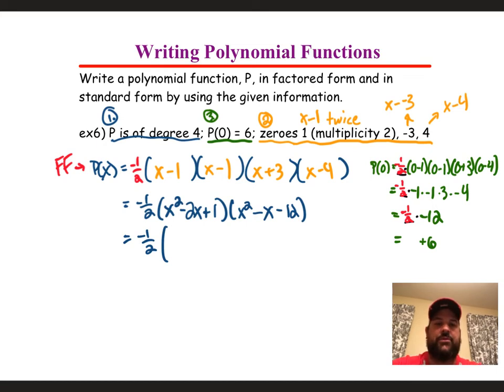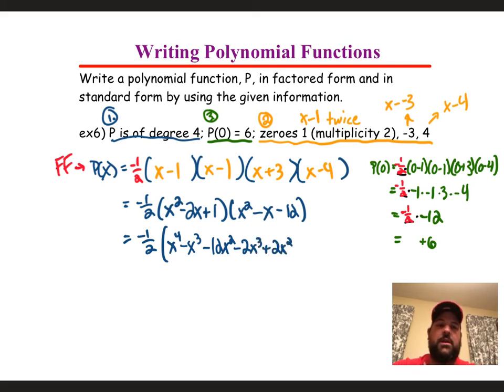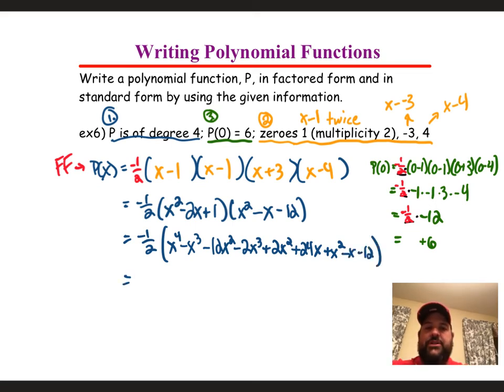X squared times x squared is x to the 4th. Then we would have minus x cubed, and we would have minus 12x squared. Then I'm going to distribute the -2x through the second set of parentheses. So that would be -2x cubed plus 2x squared plus 24x. And then distribute the +1. So I'd have plus x squared minus x minus 12. And we're going to combine like terms, and then we'll distribute the -1/2.